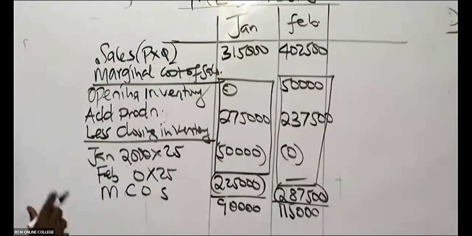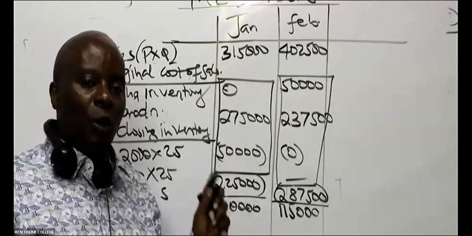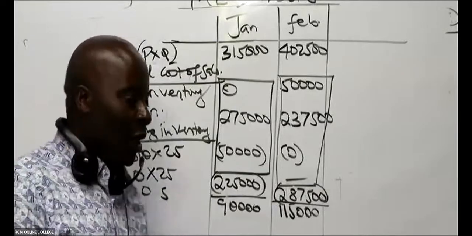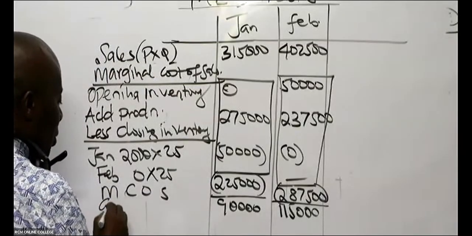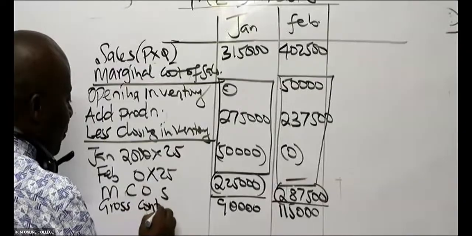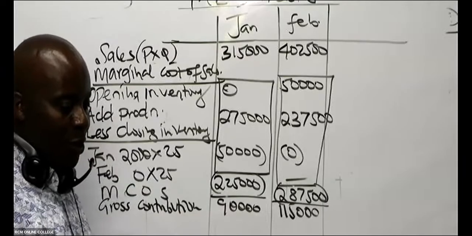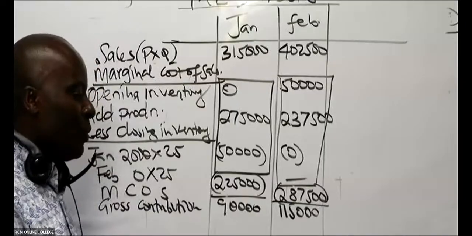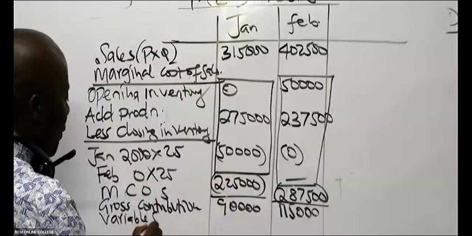So what name do we give to these figures? Remember, in terms of marginal costing, this will be contribution. We call them contribution. And because we haven't subtracted the periodic variable cost, we shall call this one gross contribution. Now, once you get this gross contribution, you look for the variable selling costs to get the net contribution.